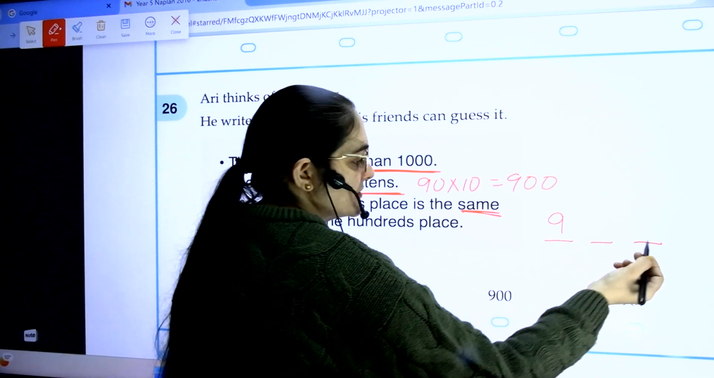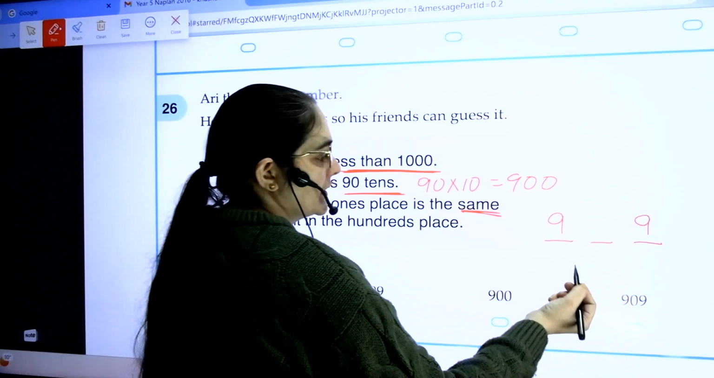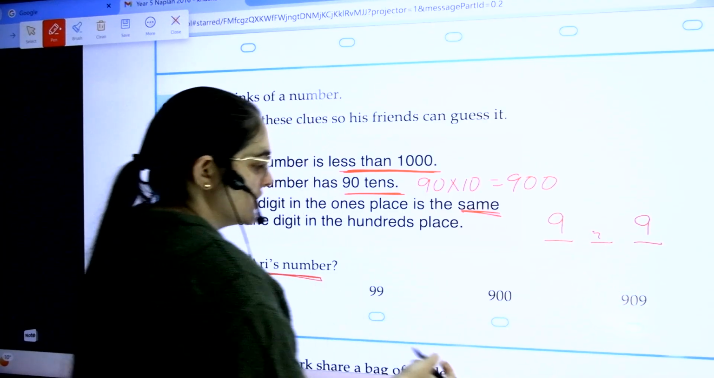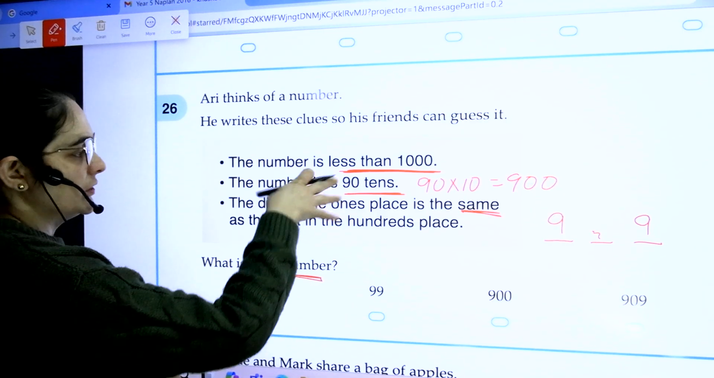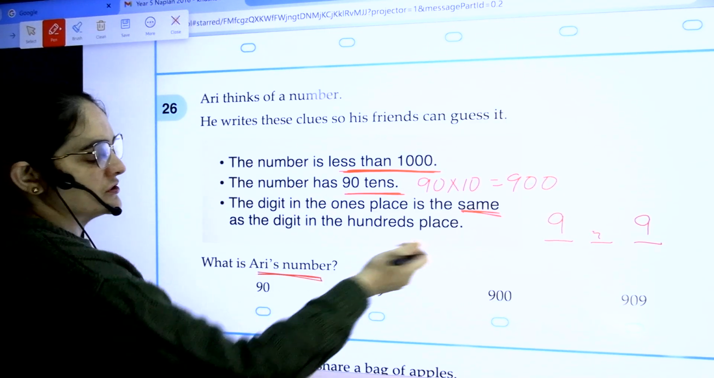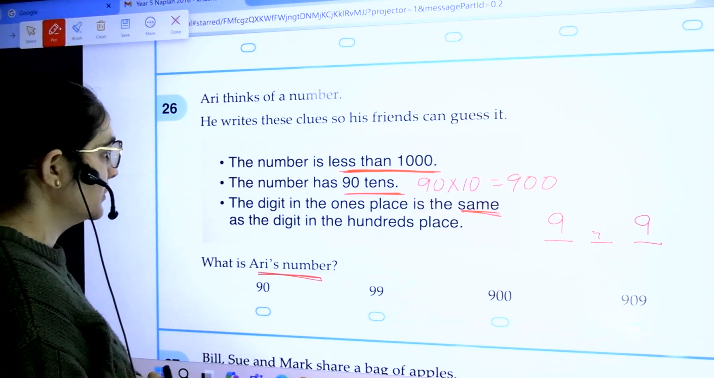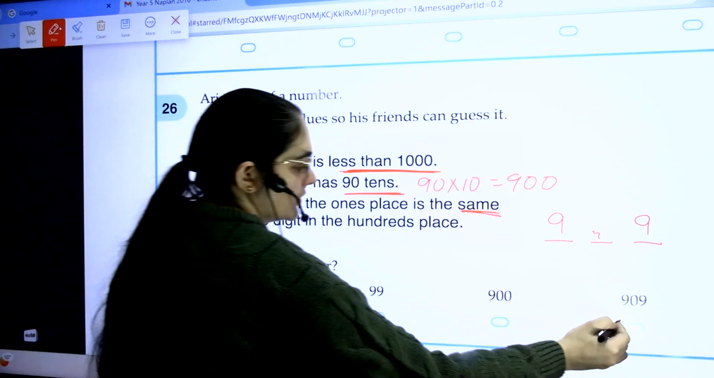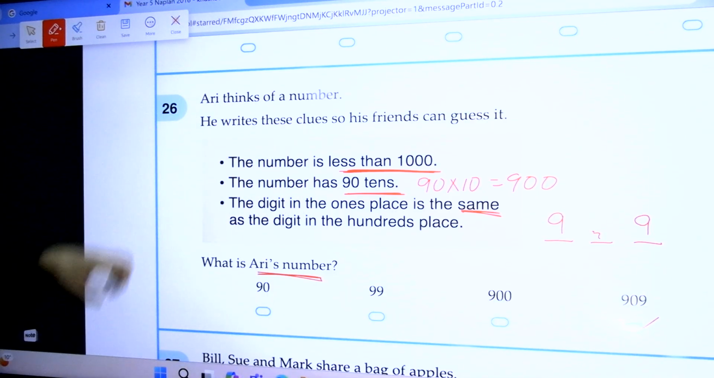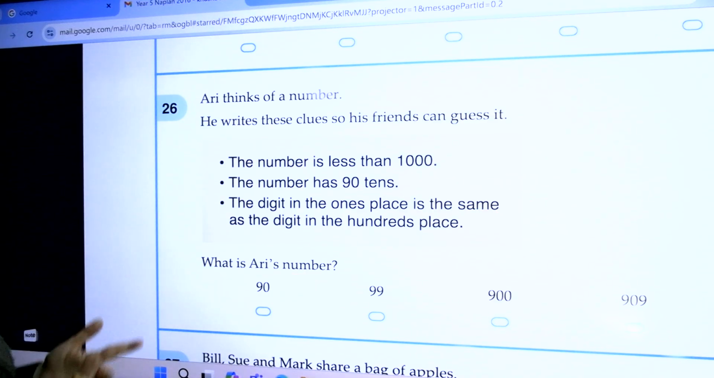So this is the hundreds place, this is the ones place, so it should be 9 here and 9 here. The tens can be something. These are the only hints, and it should be less than 1000. Of course 900 something is less than 1000. So it has to be D for dog.